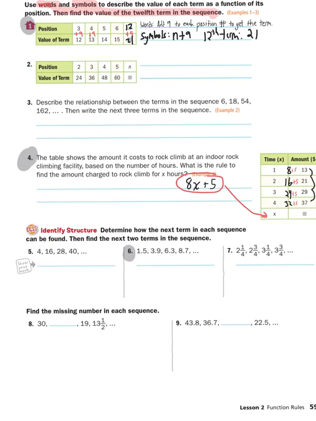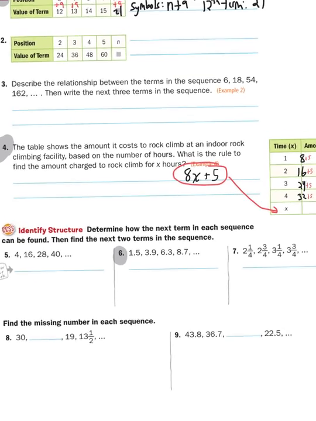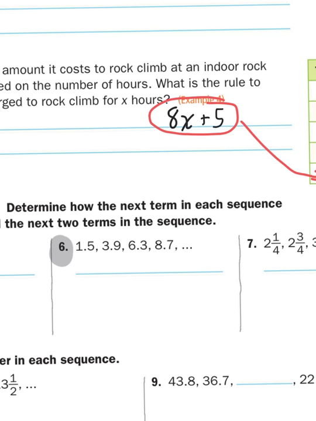So first off, I'm going to be checking out my sequence to see what's going on here. I see some lousy decimals, and it's not going to be multiplication because it's going up by the same amount each time. So a good trick is to get your calculator and subtract: 8.7 minus 6.3, 6.3 minus 3.9, and 3.9 minus 1.5. If you do that, you'll notice that you get 2.4 for each one.